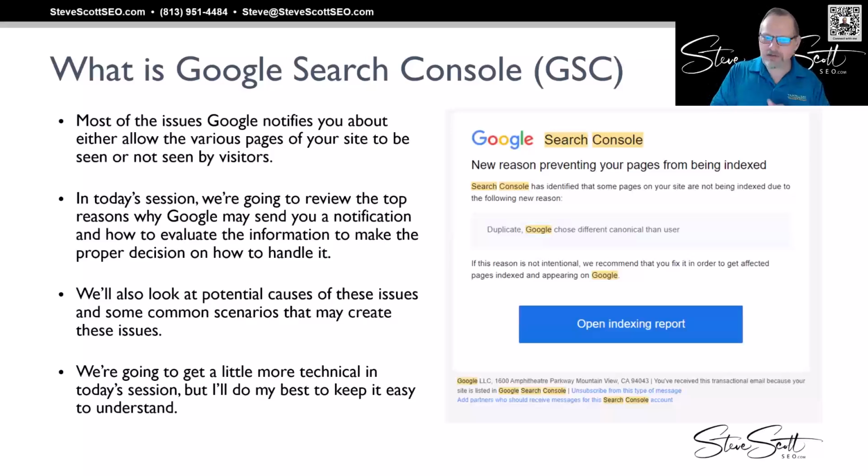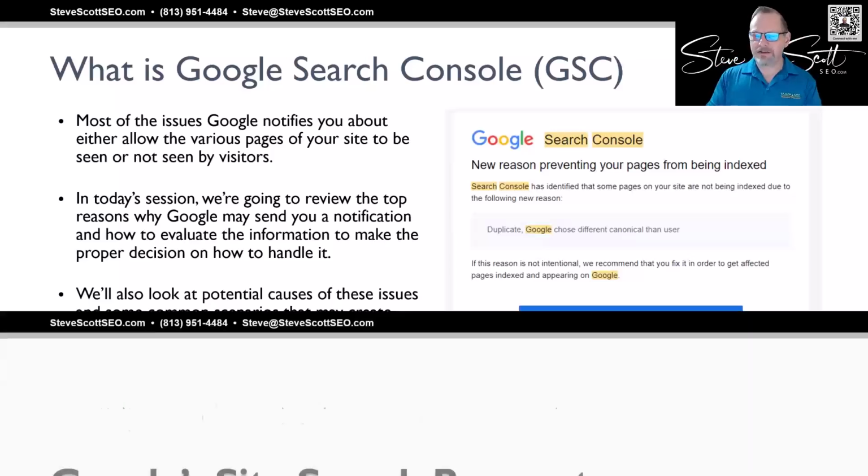So today's session, we're going to review the top reasons why Google may send you one of these notifications, how to evaluate the information that's in there to make the proper decision on how to handle it. And then we're also going to take a look at, in a good chunk of them, some potential causes of the issues, right? And then also common scenarios that tend to create these issues, so that at least you can kind of begin your detective work understanding what may be going on. And we're going to get a little more technical, like I said, today than we typically do, but I'm going to do my best to keep it easy to understand, all right?